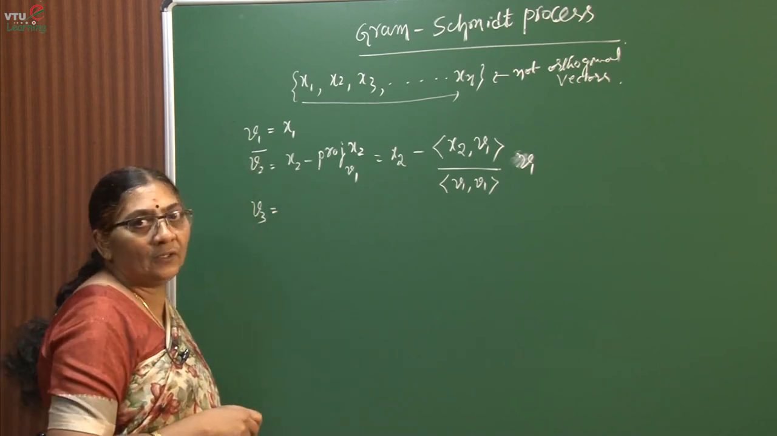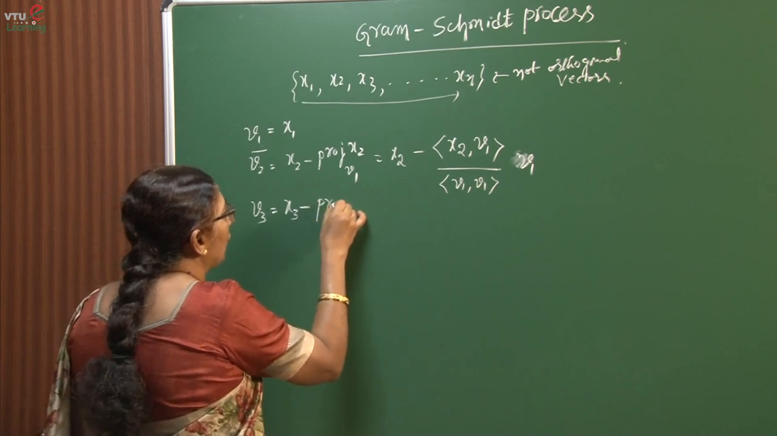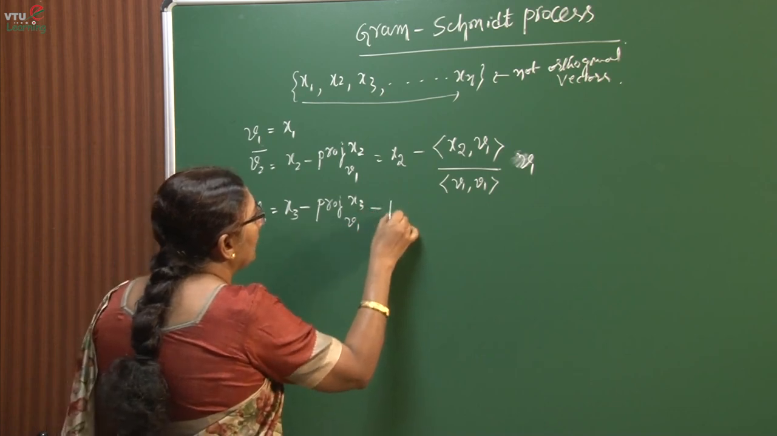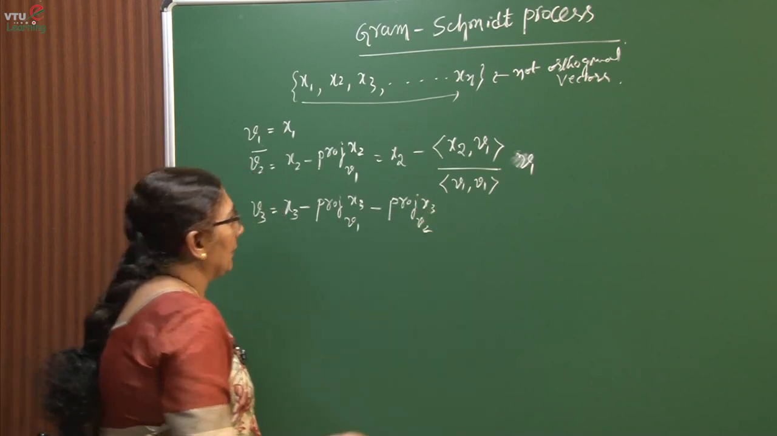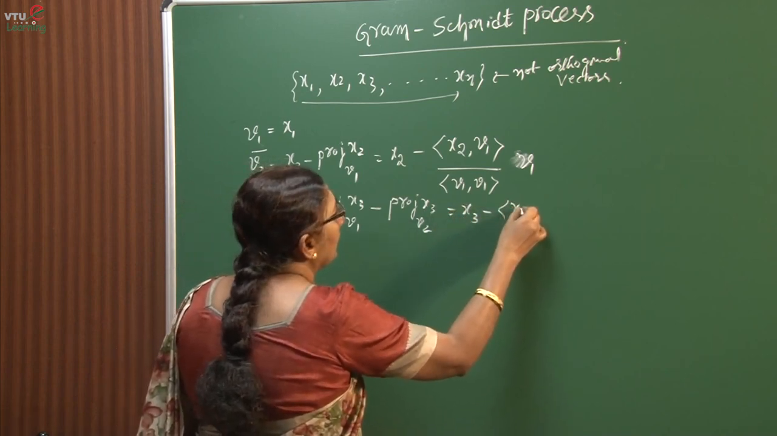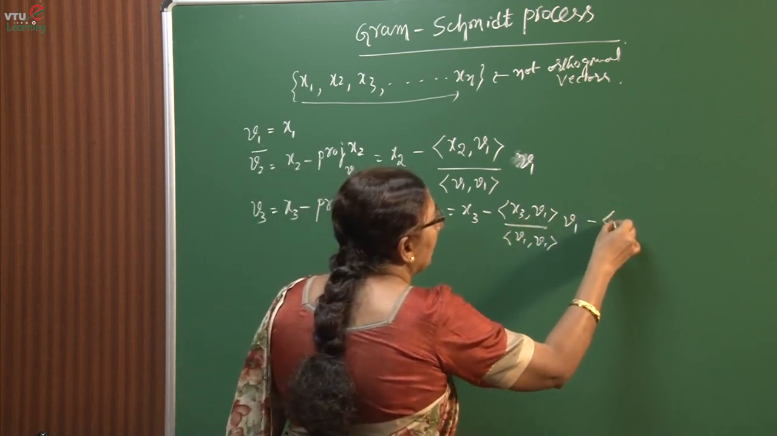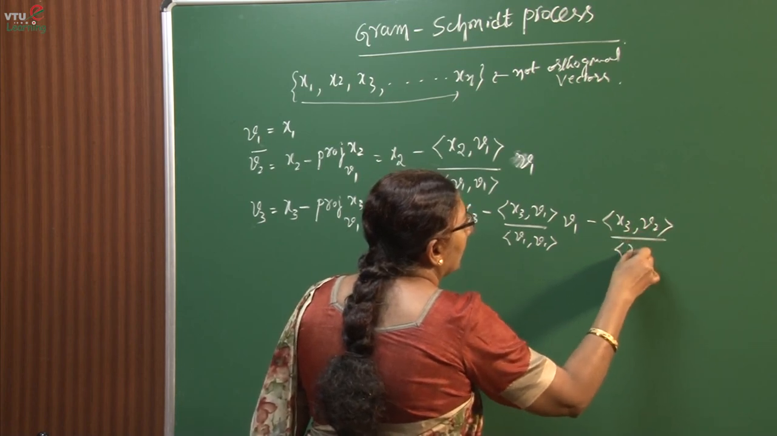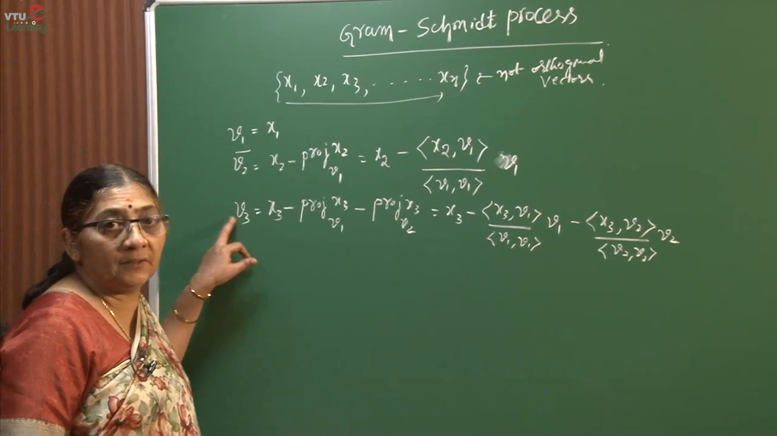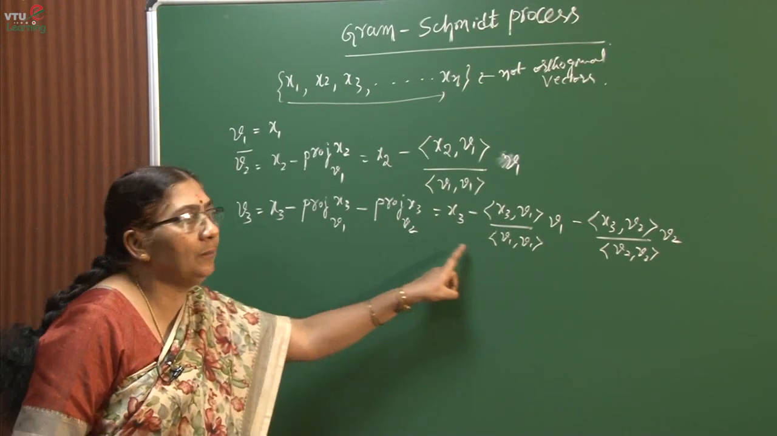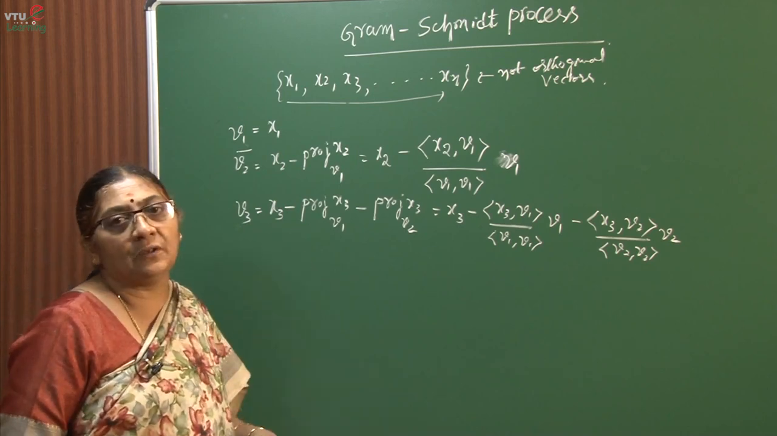Before v3, what vectors do we already have? v1 and v2. Now, we calculate x3 based on v1 and v2. We take the projections and subtract them. v3 is x3 minus the projection of x3 with respect to v1 minus the projection of x3 with respect to v2. The formula is: x3 minus the inner product of x3 comma v1 divided by the inner product of v1 comma v1, into v1, minus the inner product of x3 comma v2 divided by the inner product of v2 comma v2, into v2. This is the formula for finding a new orthogonal vector. This vector is definitely orthogonal to v1 and v2 because we are calculating it based on v1, v2 along with the given vector x3. Mainly we are using the orthogonal projection formula.